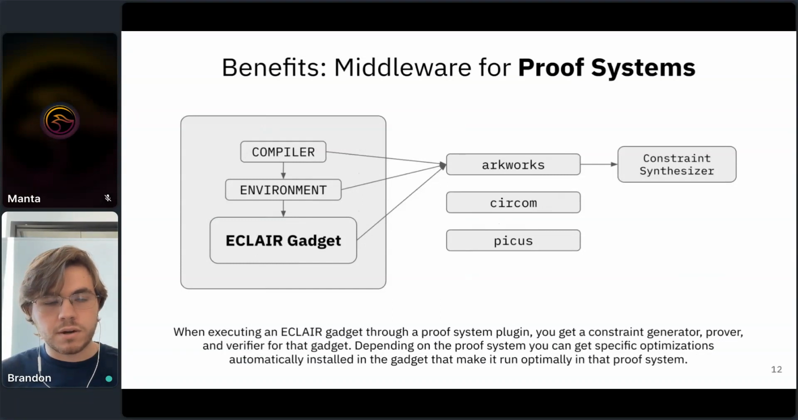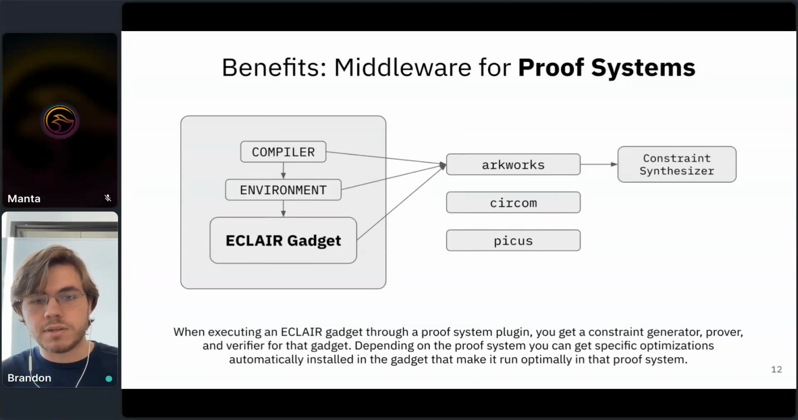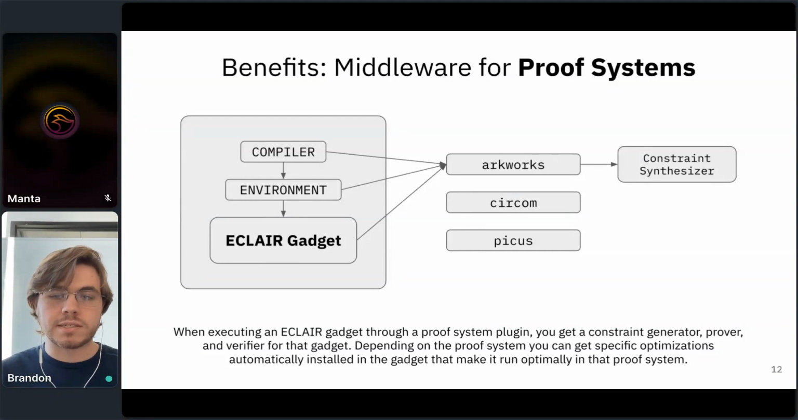For proof systems like ArkWorks, an ECLAIR gadget is interpreted through the plugin as a constraint synthesizer. If you're familiar with ArkWorks, this term will be familiar to you. But even using just ArkWorks, ECLAIR actually gives you some more guarantees than ArkWorks does. It gives you type system level guarantees at compile time that your gadget computes the exact same witness that you expect to get if you just ran the gadget through Rust, for example. And you also get access to better type level guarantees about public inputs and private witnesses.